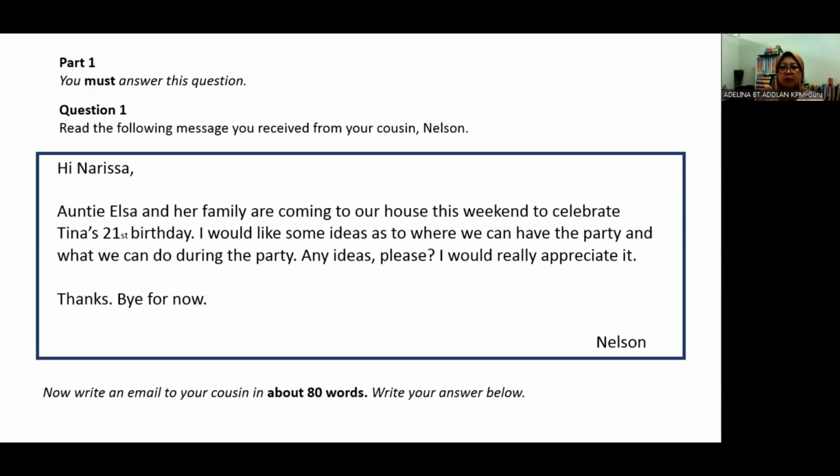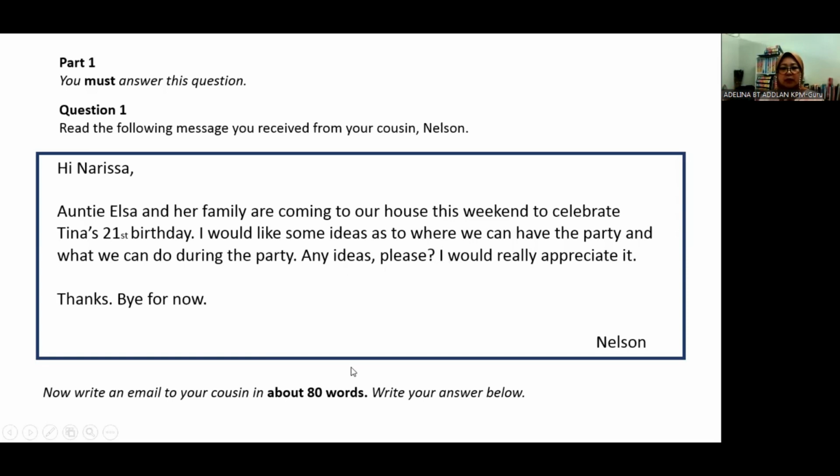This is a very normal way of asking in an email, because in email writing, they will have 3 questions asked to the students. Here you can see that Nelson is asking Narisa 3 questions. The first one is about the venue, where they can have the party, and the activities that they will be doing during the party. And you're giving suggestions here. Then here, any ideas. Any ideas can be in addition to activities. Probably you can talk about food, you can have games, for example.